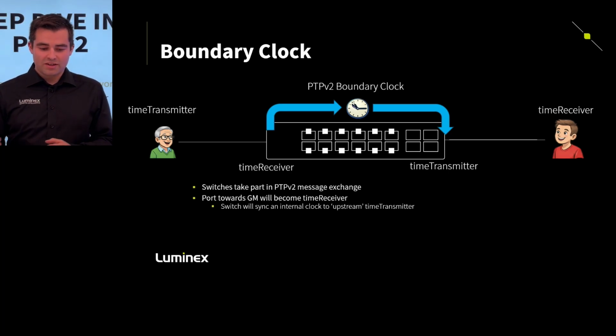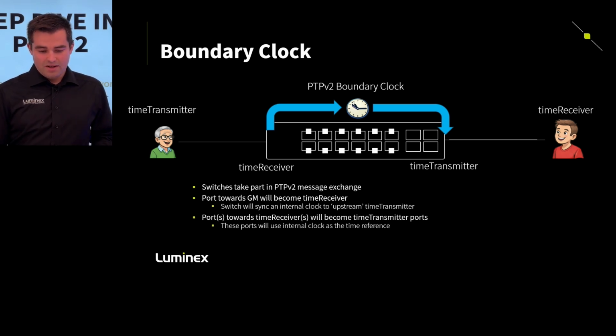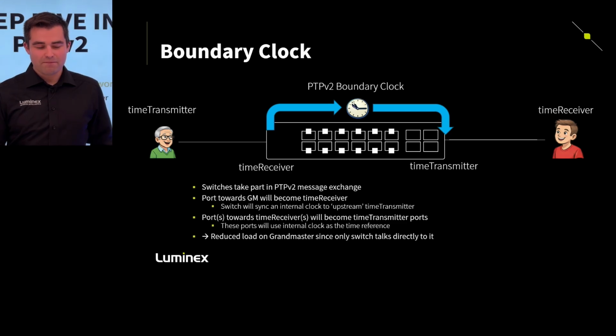The switch will sync its internal clock to this upstream time transmitter. And the ports downstream towards the time receivers will act as time transmitters themselves and will be the time reference for these downstream time receivers. This dramatically reduces the load on the grandmaster because not all time receivers have to send all packets back up to the time transmitter. They can just sync to the first boundary clock, and that's it. Only the boundary clock needs to talk upstream to the next time transmitter.